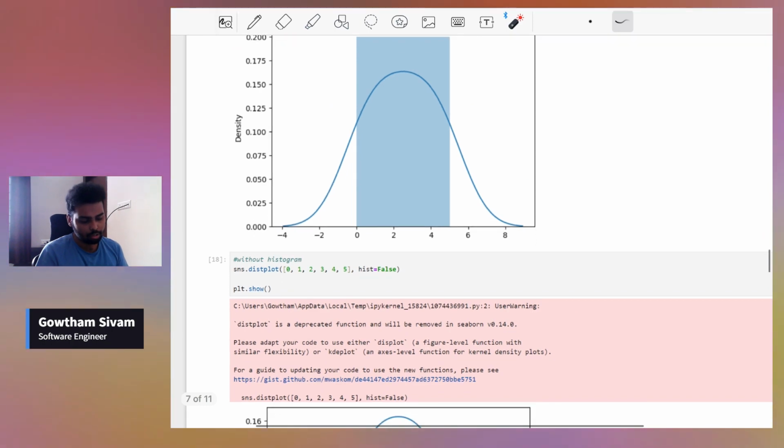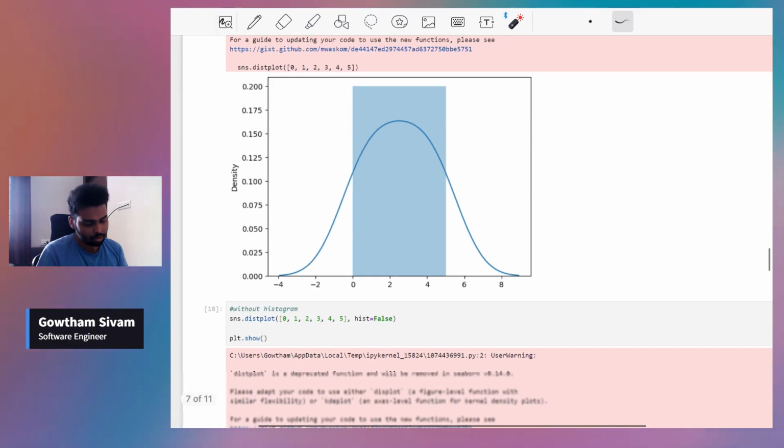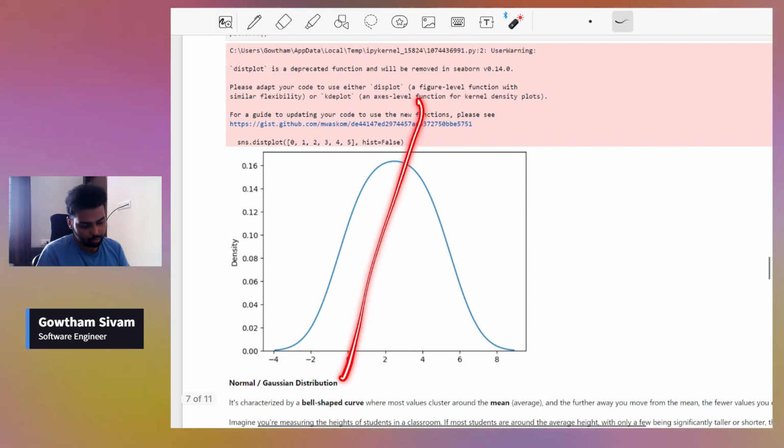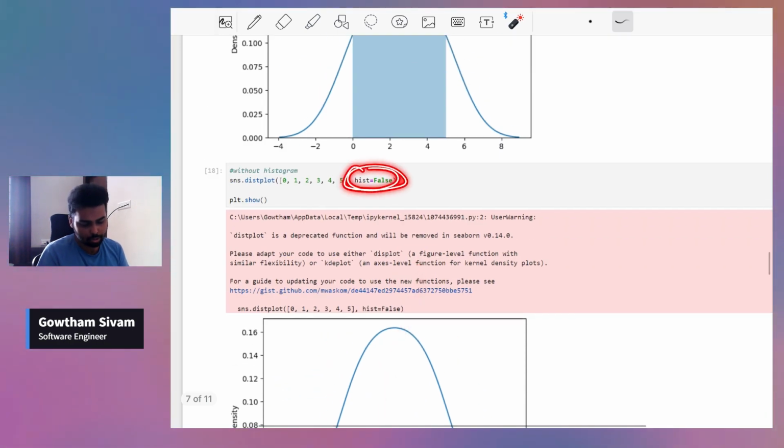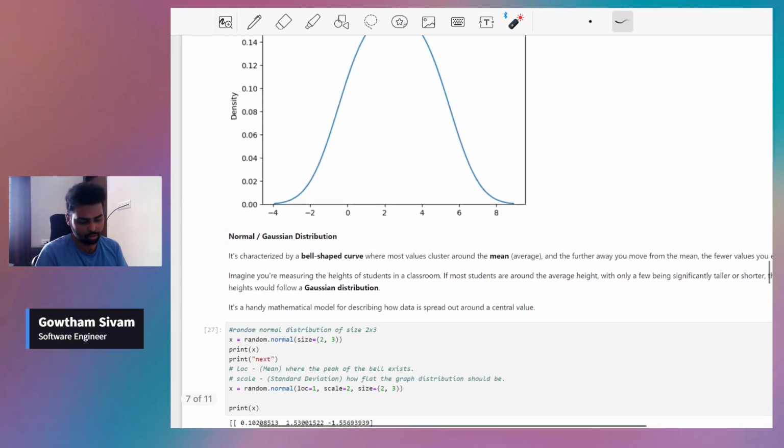Next is without histogram. What is a histogram? A histogram helps us understand the frequency of numerical data using rectangles. Here this is with the histogram, but here we are totally removing the histogram by setting the histogram parameter as false. By this you can just get a trend analysis or line chart, which is sufficient.